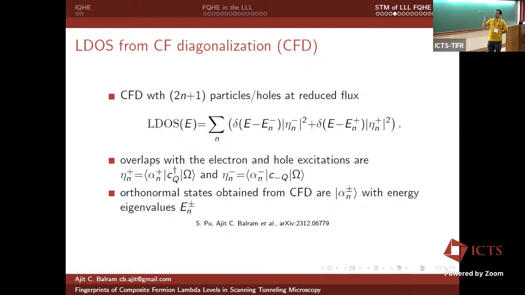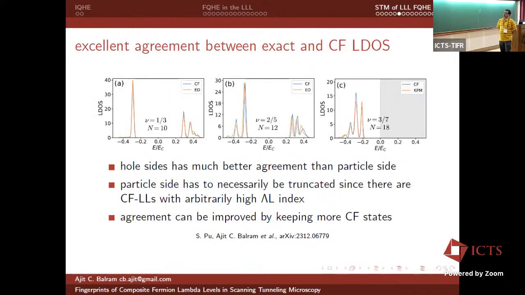This process is basically like doing ED in a reduced subspace, and this subspace is made up of composite fermion states. So the first thing to check is whether this subspace agrees with what exact diagonalization gives. And the answer is yes. We get excellent agreement between exact diagonalization and composite fermion theory for the local density of states. This is somewhat surprising, because you would have thought that composite fermion theory is a low energy effective theory, so it captures the low energy physics properly, but it may not capture some very high energy states well. But it turns out that it does. So this came as a surprise.